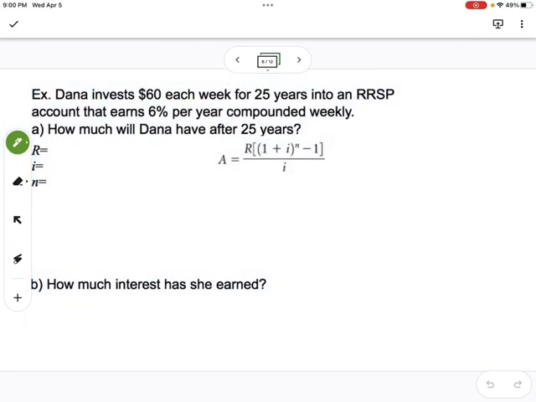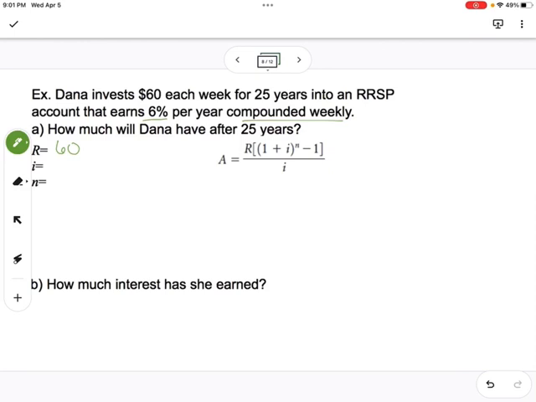Okay, so looking at another example, Dana invests $60 each week for 25 years into an RRSP account that earns 6% per year compounded weekly. How much will Dana have after 25 years? So we see that Dana is investing $60 each week. So our regular payment is $60. Looking at our interest rate, we have 6% compounded weekly.